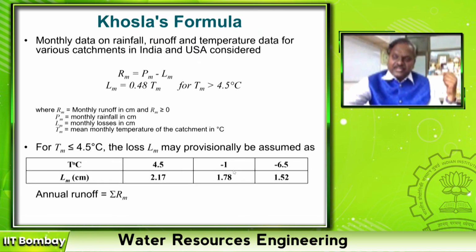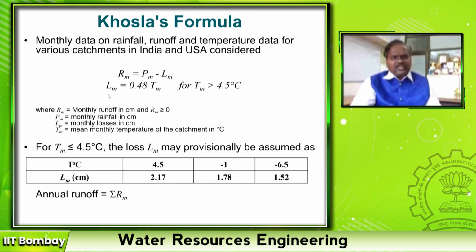Then Khosla's formula is used in the Himalayan range. This is the first equation in our Indian conditions, after which there are several equations, which considers temperature as one of the criteria in estimating the runoff, because as the temperature increases, the runoff also increases, right? So in this case, he has considered catchments in India as well as in the US, right? Khosla's formula: monthly runoff in centimeters, PM is the monthly rainfall, and LM he calls losses, right? He has given the condition that this equation holds good only when the temperature is more than 4.5 degrees centigrade.